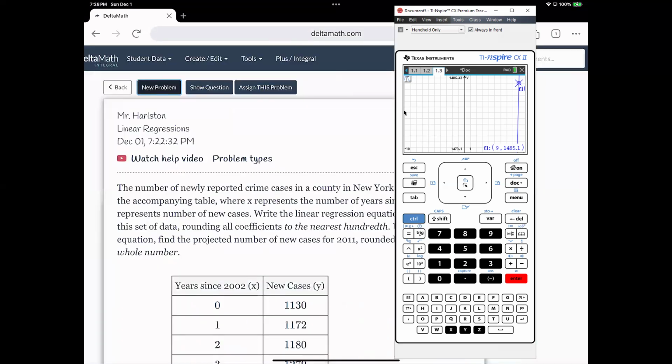So basically you're going to come up with the linear regression, round it to wherever they ask you to round it. And then you're going to use that regression and come up with the projected numbers for whatever. So they're going to give you the X value and you're going to plug it into your equation and come up with the Y value.